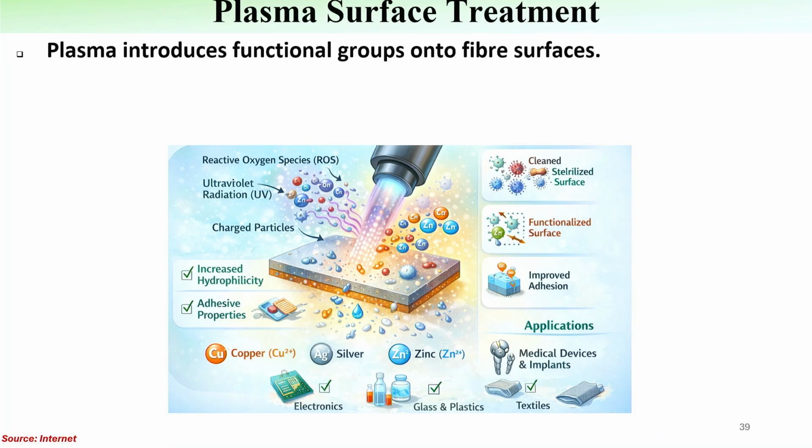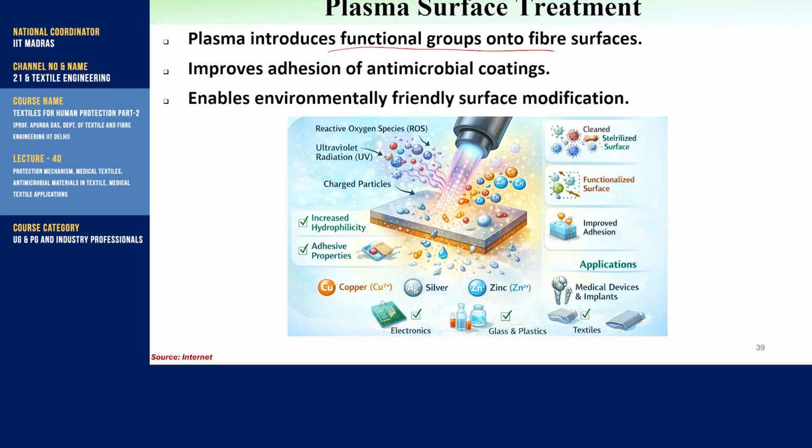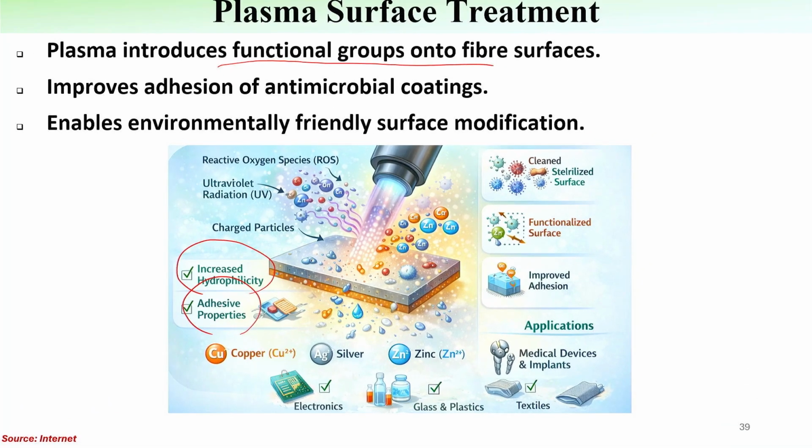Then plasma surface treatment. Plasma introduces functional groups onto the fiber surface. It improves adhesion of antimicrobial coating and enables environmentally friendly surface modification. It increases the hydrophilicity and adhesive properties. So, different types of properties are improved. Its applications are medical devices and implants.